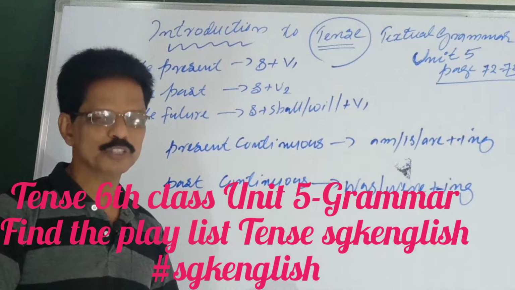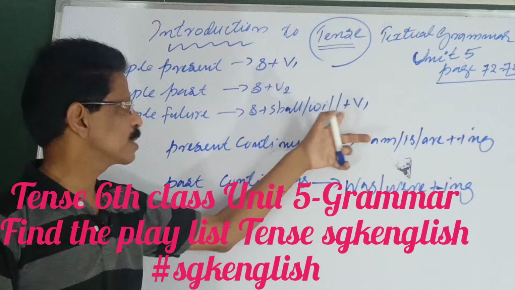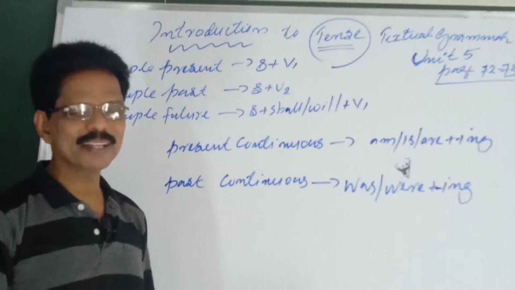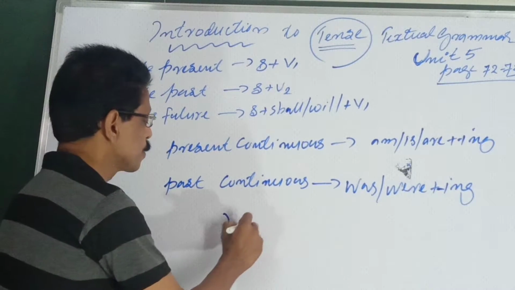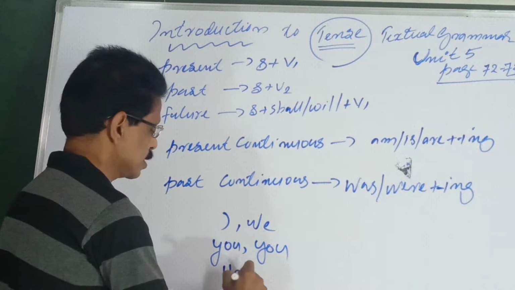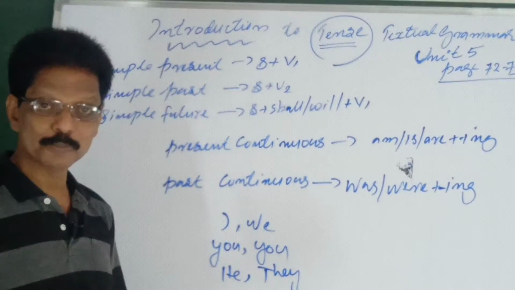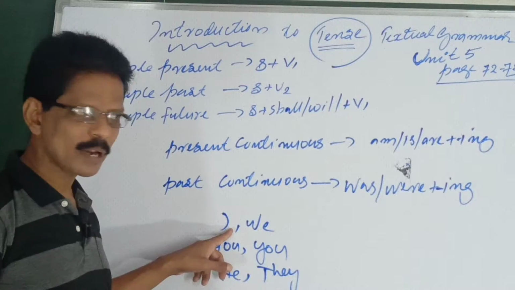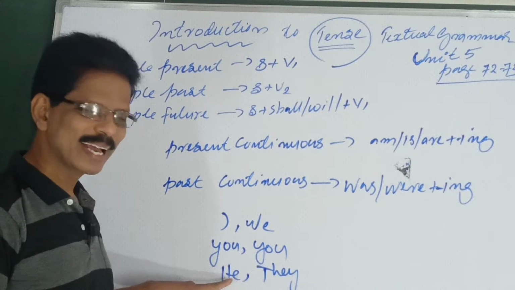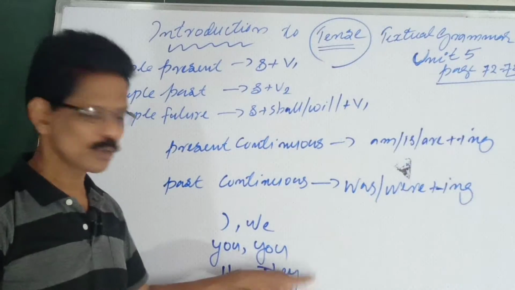Then simple future: subject plus shall or will plus V1. How to say a sentence in simple future tense? It is subject plus shall or will plus V1. Shall with the first person, I shall, we shall. Will with the second and third persons. See, persons: I, first person singular; we, first person plural; you, second person, singular and plural; he, she, it, third person; and they, third person plural. You are a boy, you are boys. He is a boy, she is a girl, it is a pen, they are boys. So this is a person, you know it now.